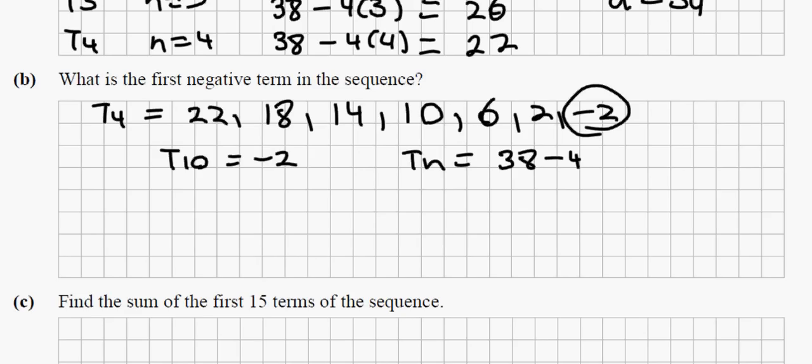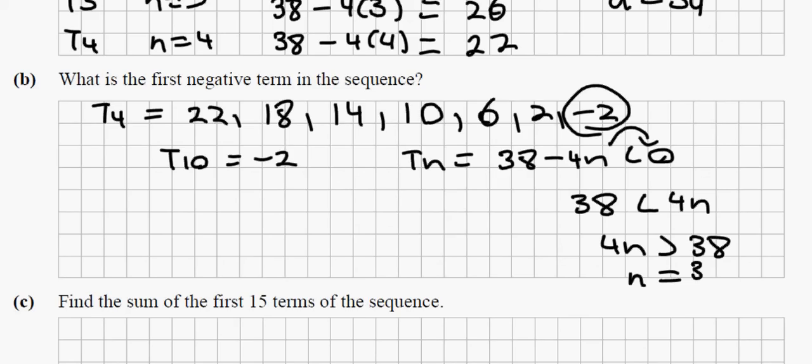Okay. Another way of doing it would be to write down the general term, which is 38 minus 4n. You could say that this has to be less than 0. It has to be a negative number. Solve this inequality where 38 is smaller than 4n. Change sides, 4n must be bigger than 38. Therefore n is equal to 38 over 4 and n therefore is 9.5.